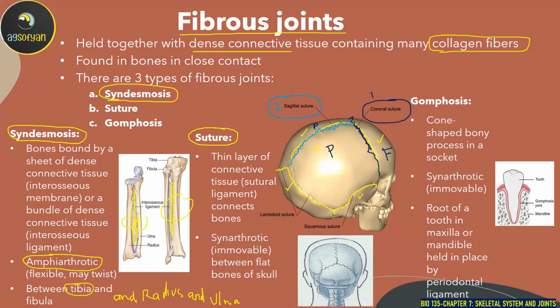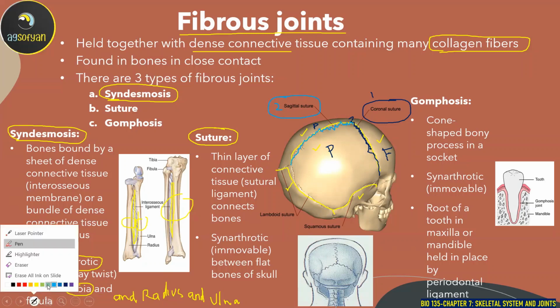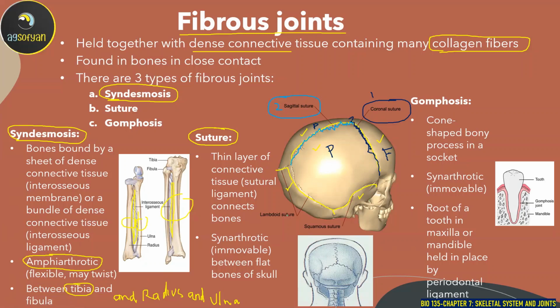The third one is the one located between the 2 parietals and the occipital bone. This is what we call the lambdoidal suture. So this is number 3, and the last one, I'm going to use the same yellow color over here, is between the parietal bones and the temporal bone. This suture is called the squamous suture.